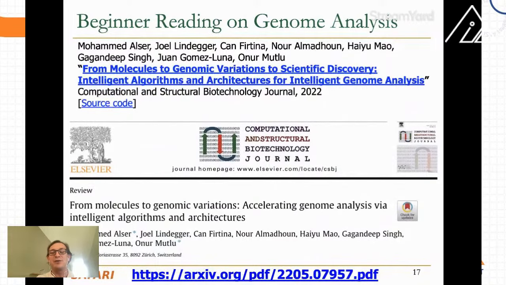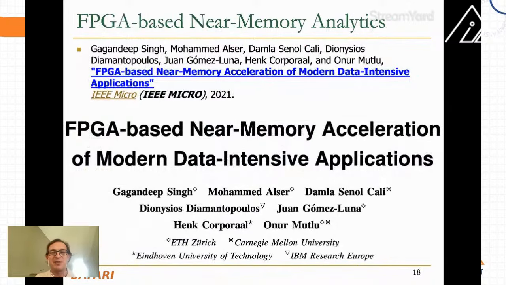And if you're interested in a longer summary, this is a reasonably long summary that talks about what we can do with genome analysis and how we can make it more intelligent, including how we can design intelligent architectures as well as intelligent algorithms so that we maximize the efficiency of processing as well as maximize the performance. Now, I'll tell you what we can do today.